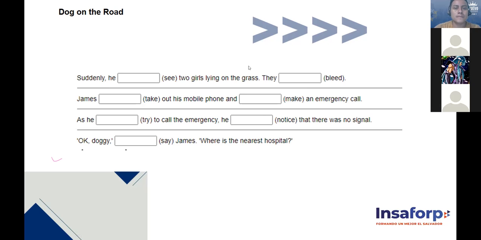Okay, suddenly he saw two girls lying on the grass. They bleeded. Okay. I see. Any other opinion? Do you guys agree with Francisco on this one? Suddenly he saw two girls lying on the grass, period, and then what do you guys think?